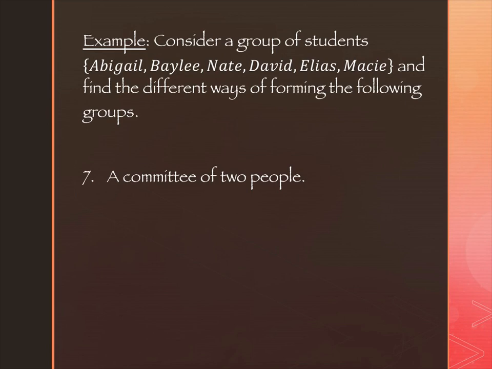So let's take a look. We're still choosing 2 things. Agreed? How many people can fill my first committee spot? 6. How many people can fill my second committee spot? 5. What's going to happen if I multiply 6 times 5? I get 30. What's my answer supposed to be? 15.